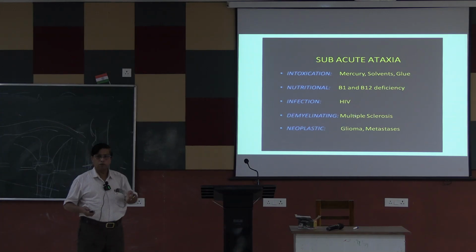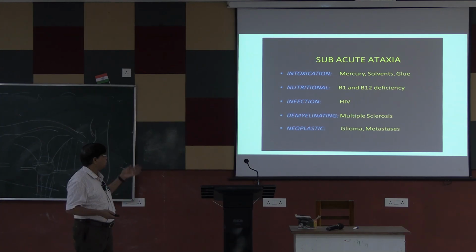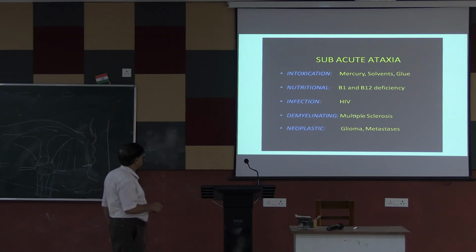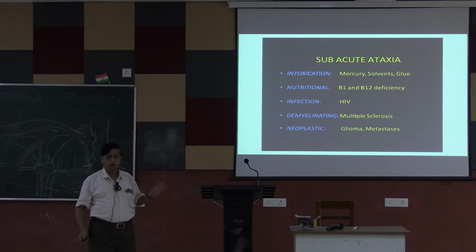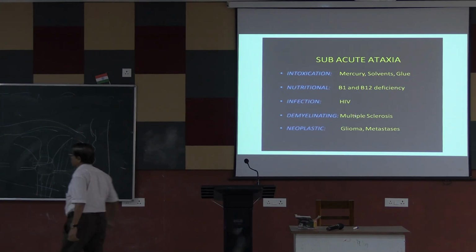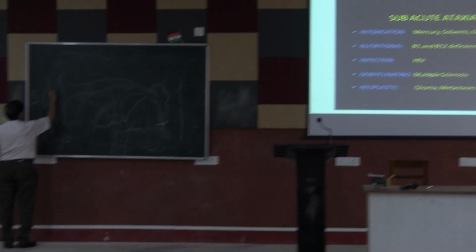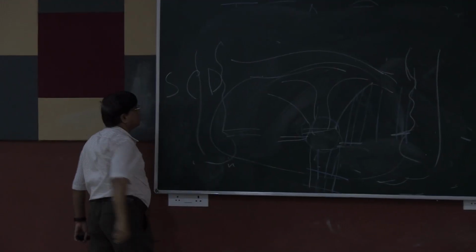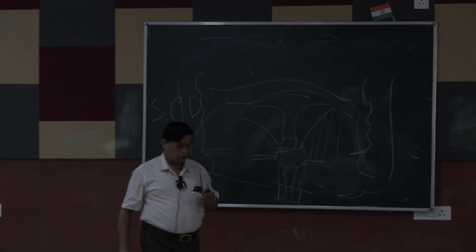Acute means comes in days. Subacute means comes in weeks. Subacute ataxia, you know, there are several causes. Most important cause is vitamin B1 and B12 deficiency. That is the most common cause you should remember. This vitamin B12 deficiency causes subacute ataxia, and the condition is called subacute combined degeneration of the spinal cord, SCD.